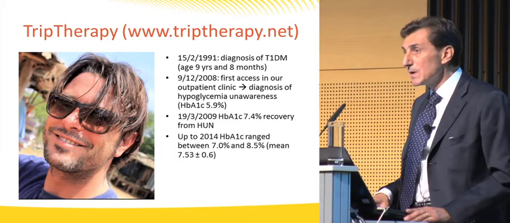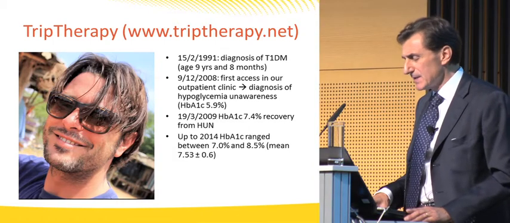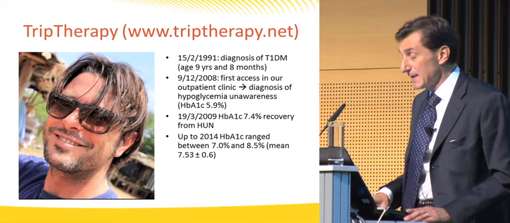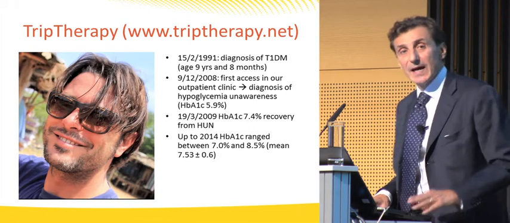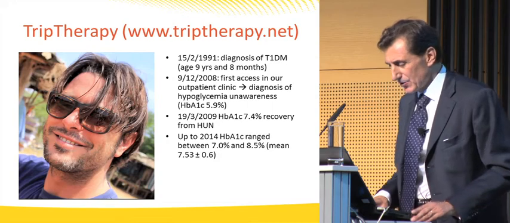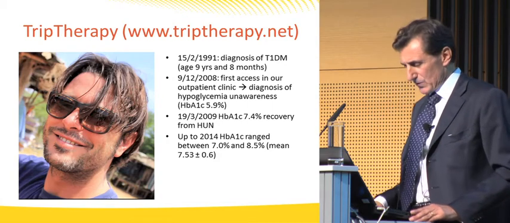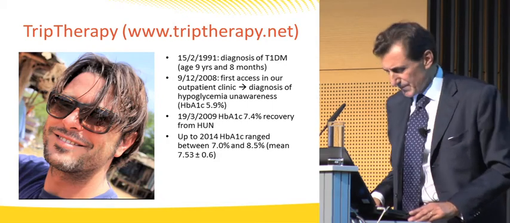Up to 2014, his HbA1c ranged between 7 and 8.5, so it is in line with the data presented by Earl Hirsch for a person above 20 years of age.